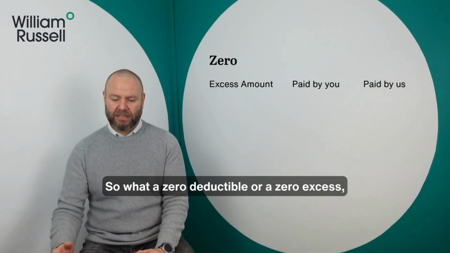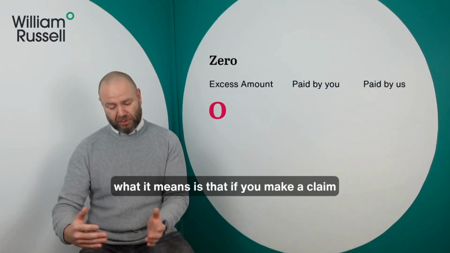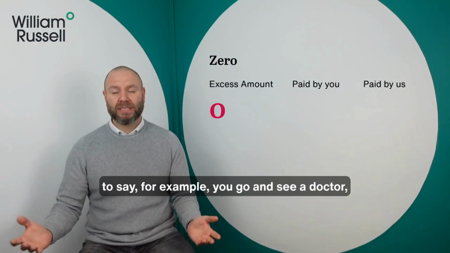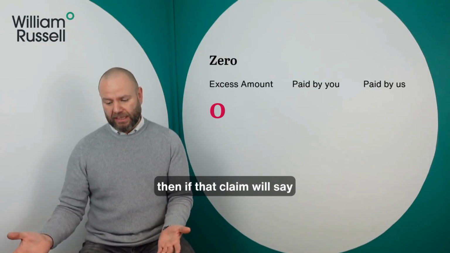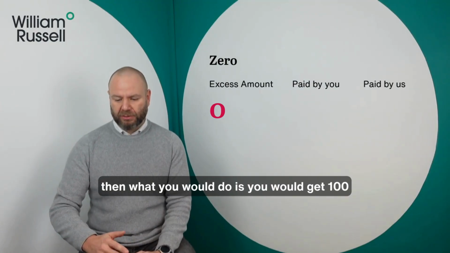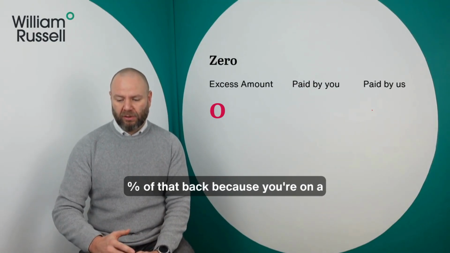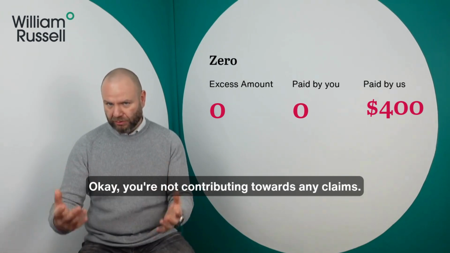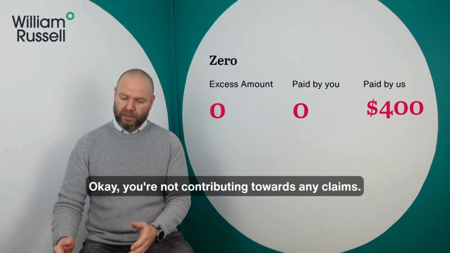So what a zero deductible or a zero excess means is that if you make a claim, say for example you go and see a doctor, and that claim is say $400, then you would get 100% of that back because you're on a zero deductible, okay? You're not contributing towards any claims.